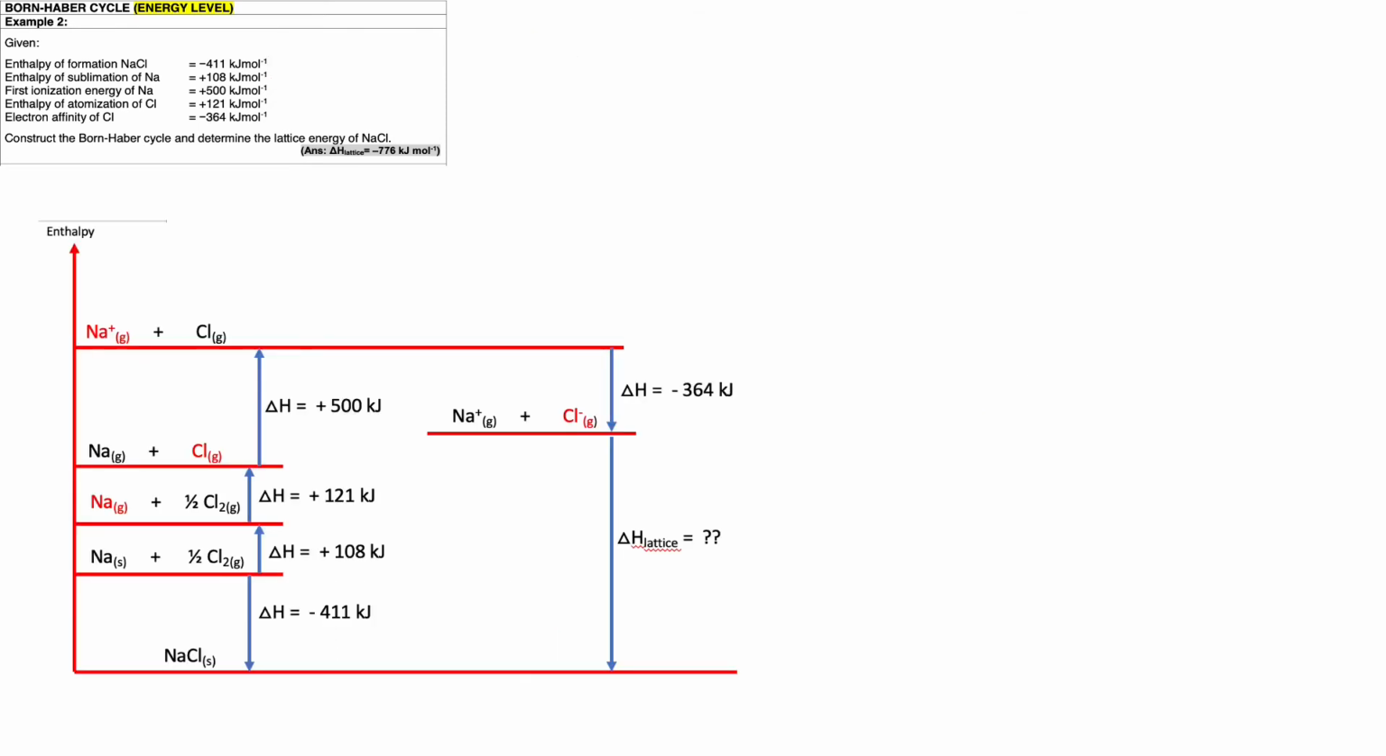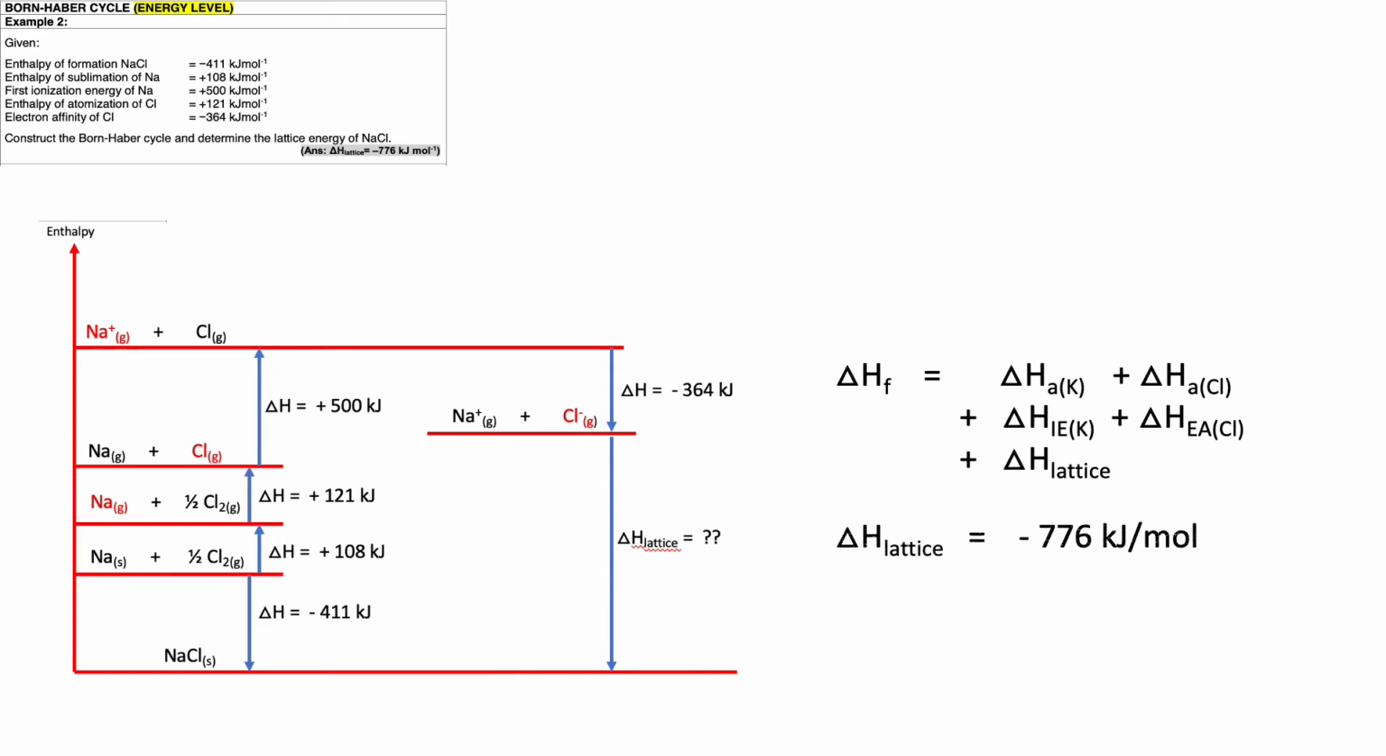So let's take a look at the solution. Okay, so it is the same, enthalpy of formation is equivalent to all the enthalpies. And if you calculate, you're going to get -776 kilojoule per mole. Did you get it?